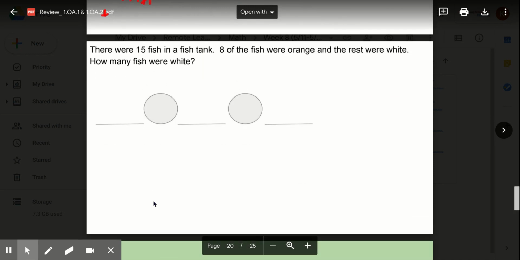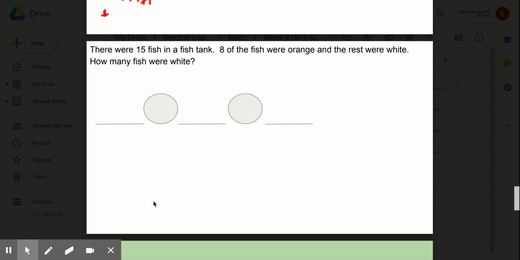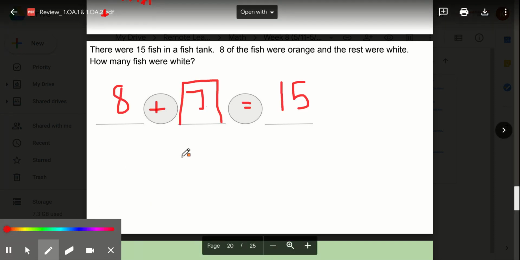All right, now this is a you do, so I will read you the problem and then I want you to pause to solve. There were 15 fish in a fish tank. 8 of the fish were orange and the rest were white. How many fish were white? Ready? Pause. All right, if your equation looks like mine, you are correct.